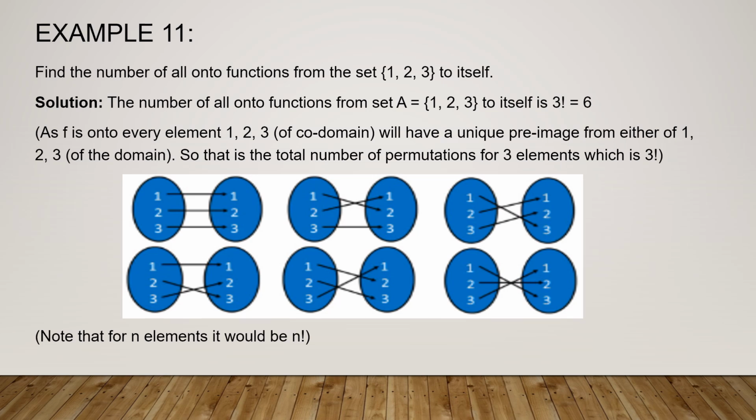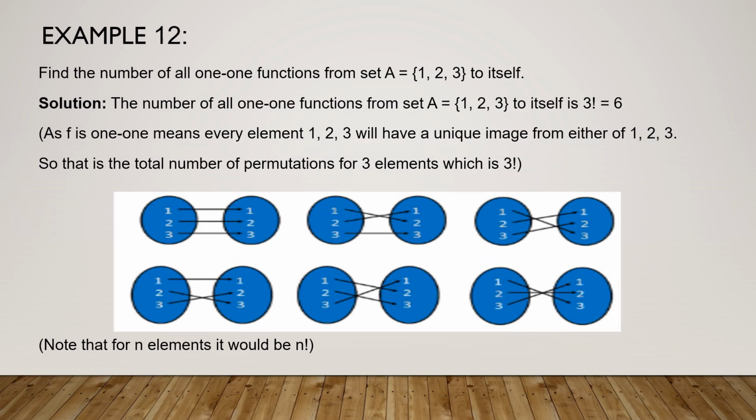This will be the total number of permutations of the 3 elements. Correct? Because from every element 1, 2, 3 you can match it to every other element of the domain. So it will be nothing but the total number of possible arrangements, which is given by permutation. The formula for permutation in this case will be 3 factorial. Now remember, if it is asked for any n number of elements, the answer would be n factorial.